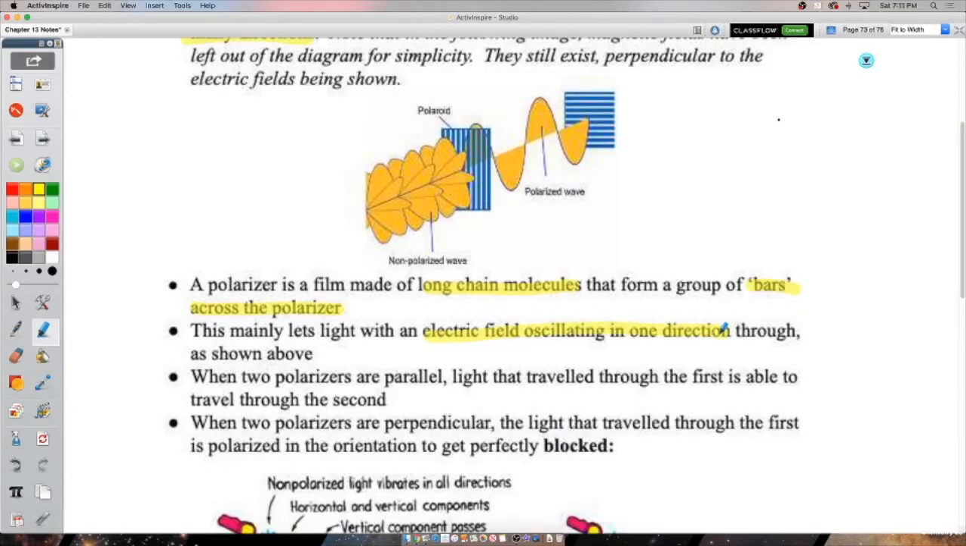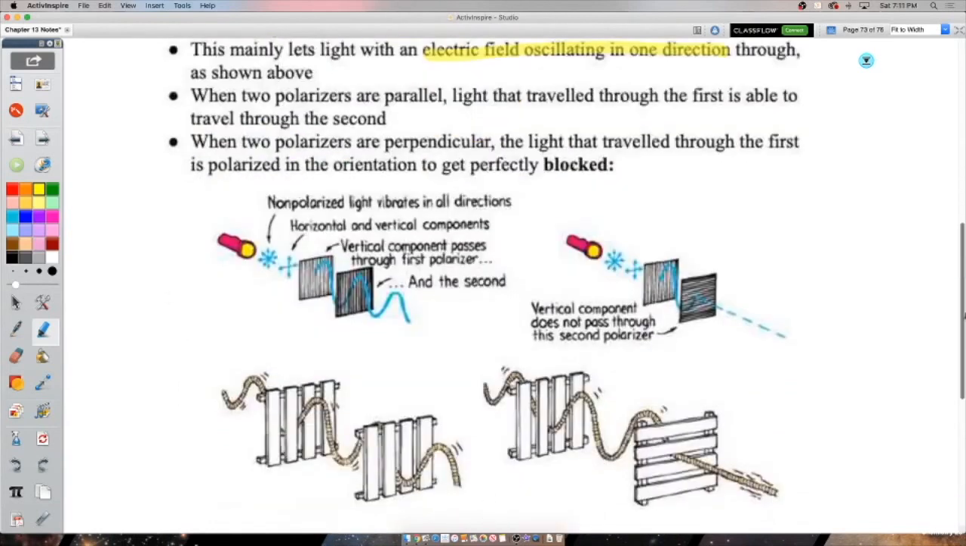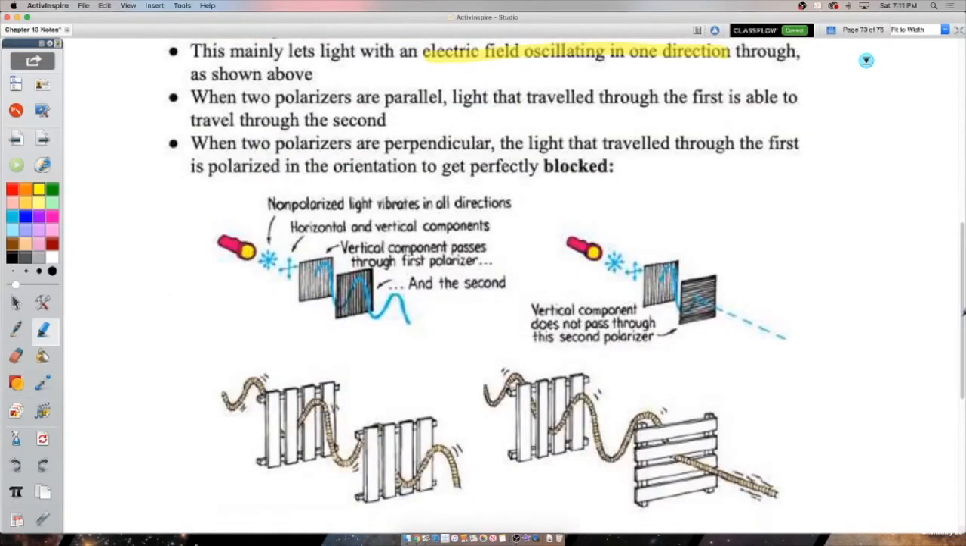Now, if we come down to this diagram here, okay, when two polarizers are parallel, light that traveled through the first is still able to travel through the second, right? Of course it is, because if it got through the first and the second has the same orientation, well, it already passed this test, right? It's going to keep going. It's oscillating in the direction that this polarizer would like to polarize the light anyway. However, when they're perpendicular, like in the picture above, the light that traveled through the first polarizer is now polarized in the orientation to get perfectly blocked when they are perpendicular, okay?